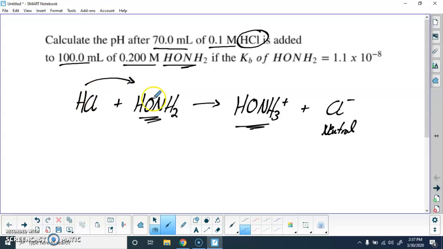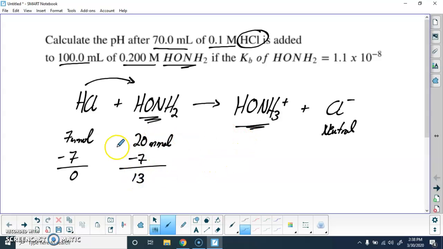It's going to react until one of these completely runs out. And if you do the math here, 0.1 times 70, we have 7 millimoles of this. And 100 times 0.2 gives me 20 millimoles of this. So the HCl is going to run out. This will go to 0, and this will go to 13. And then as this reacts, we go from 0 here, there's none of this to start, and we're going to add 7 to this side, and we'll have 7 millimoles of this.